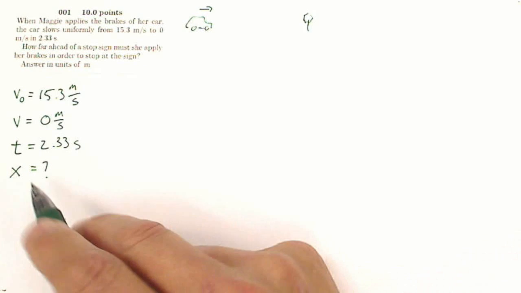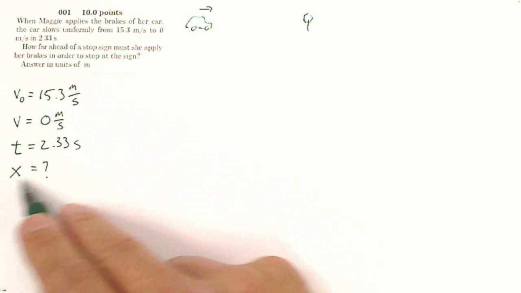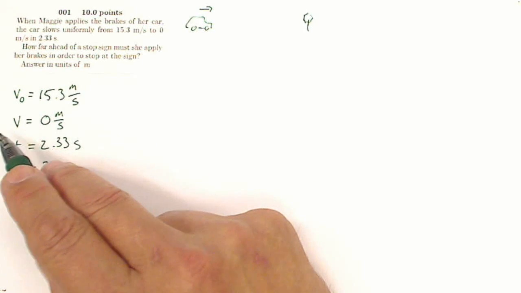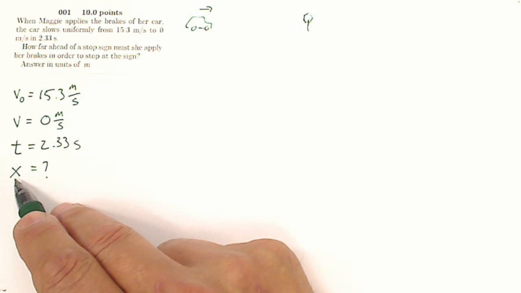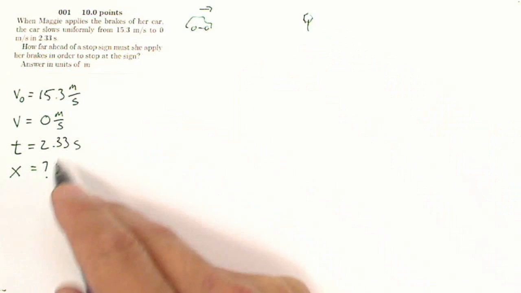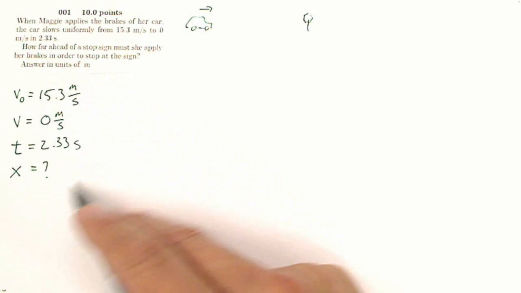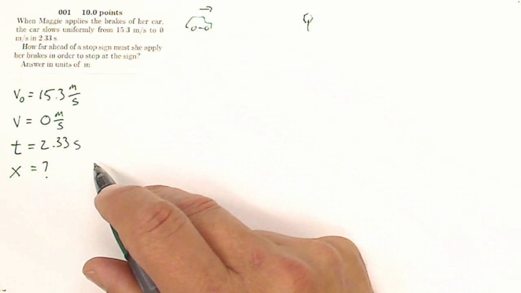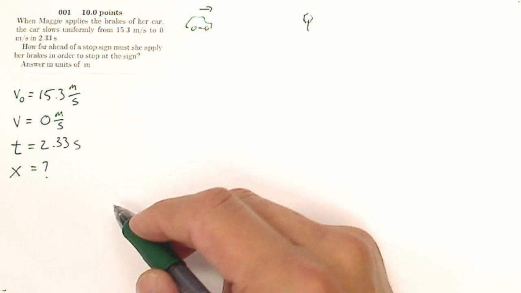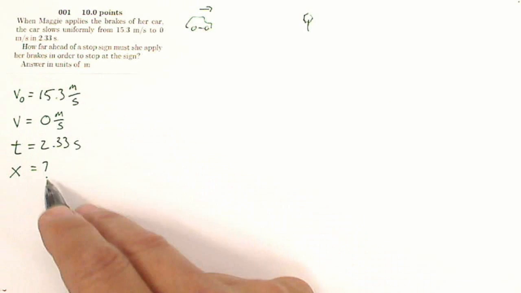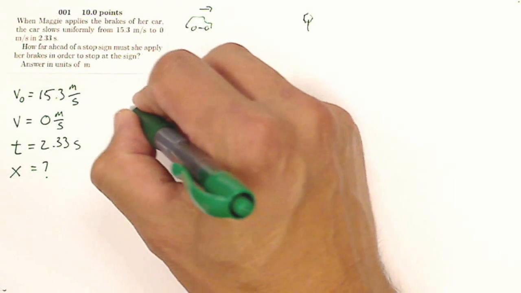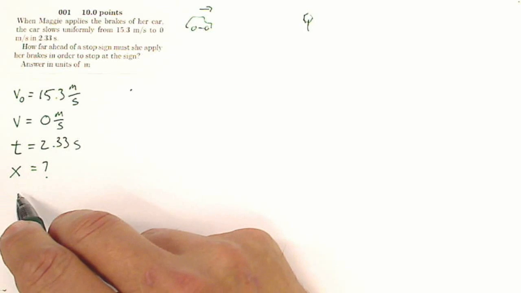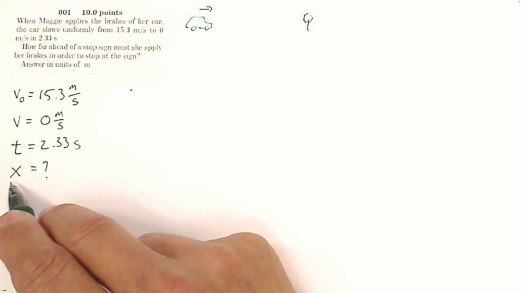Now the question is, do I have one of my 4 equations of motion that has initial velocity, final velocity, time, and displacement, but doesn't have acceleration, because I don't know the acceleration. I don't care about the acceleration. Sure, I could calculate it if I want, but why bother when I have an equation that'll help me out without extra calculations? I do have an equation. The one without an acceleration is my 2nd equation.